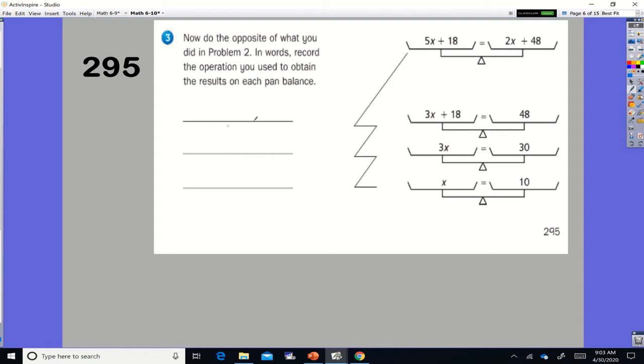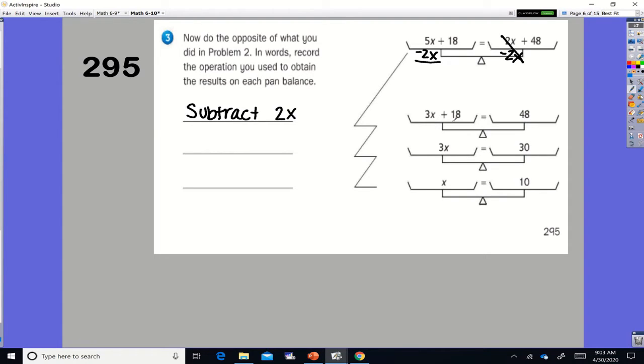So we're going to see what they get here. Okay? So 5x plus 18 equals 2x plus 48. Well, if I look here, I'm going to look at what's gone first. I see my 2x is gone first. And this 5x became 3x. Well, if I subtract 2x on both sides, that is going to become 0. And that's going to become 3x. So what they did here is subtract 2x.